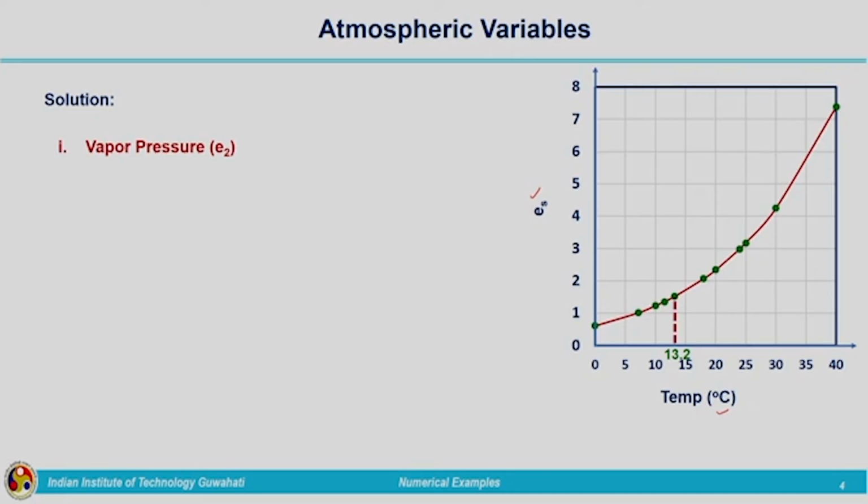Our temperature is 13.2 degree Celsius, right. Corresponding to 13.2 degree Celsius, what is our saturation vapor pressure? We can consider this particular point as A and we have a saturation vapor pressure as ES. So, A has coordinates 13.2 comma ES. But what we want to calculate here is the vapor pressure. In the question it is not asked about the saturation vapor pressure, it is asked to calculate the vapor pressure corresponding to a temperature of 13.2.